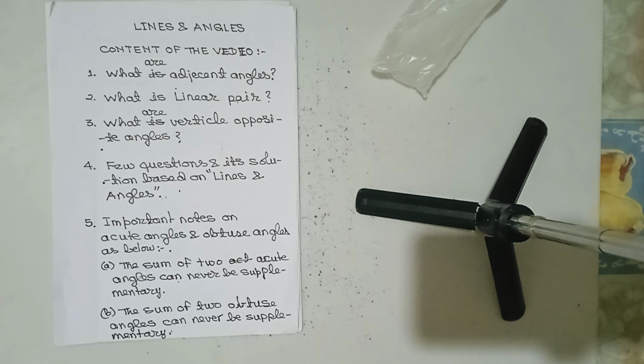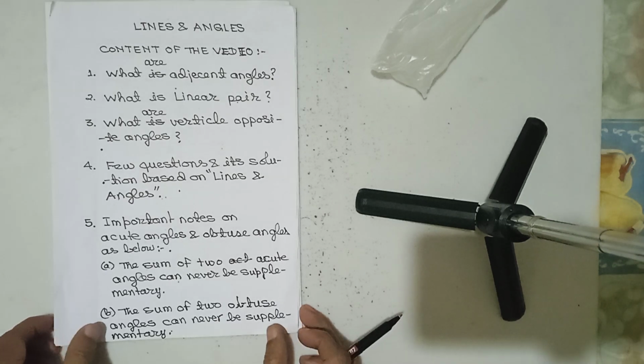Important notes on acute angles and obtuse angles as below. The sum of two acute angles can never be supplementary. The sum of two obtuse angles can never be supplementary. Now we will discuss this one by one.